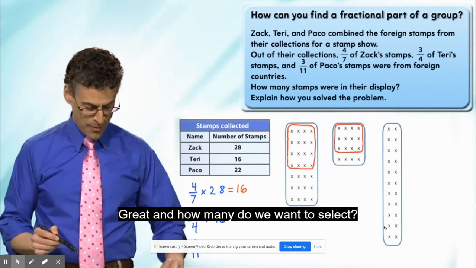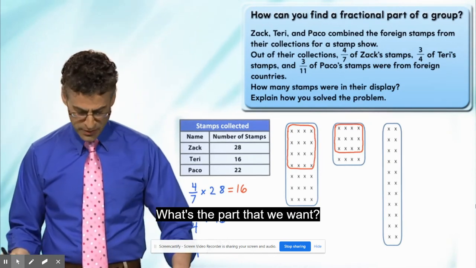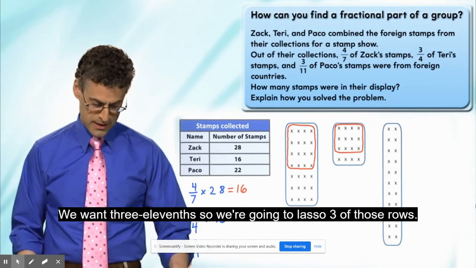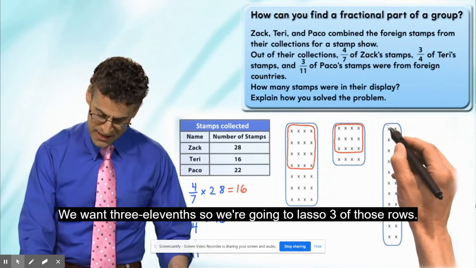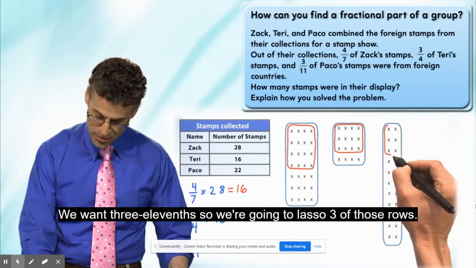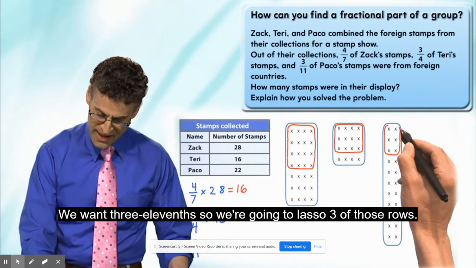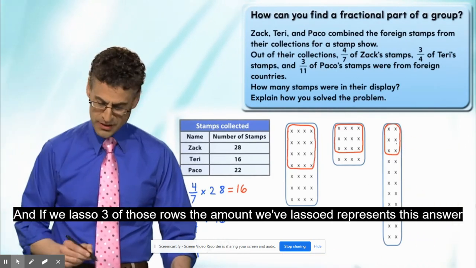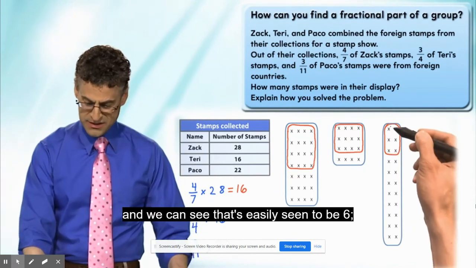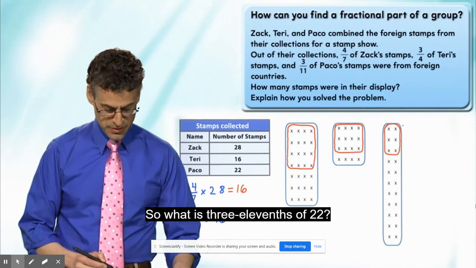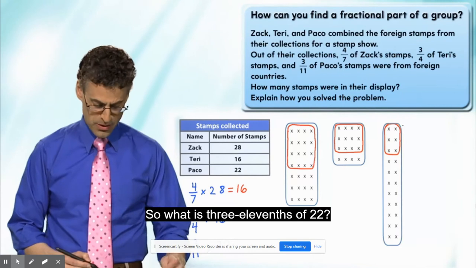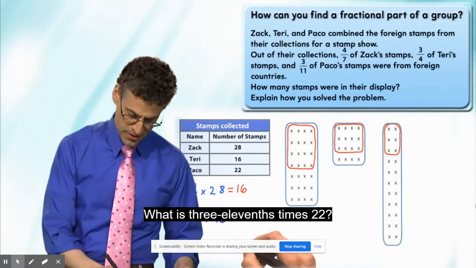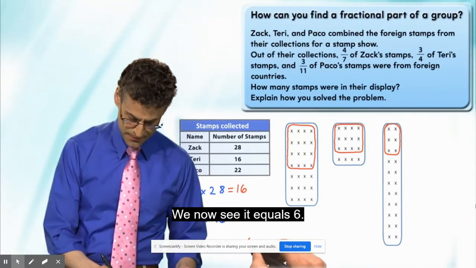Great. And how many do we want to select? What's the part that we want? We want 3 elevenths. So we're going to lasso 3 of those rows. And if we lasso 3 of those rows, the amount we've lassoed represents this answer. And we can see that's easily seen to be 6. 3 times 2. So what is 3/11ths of 22? What is 3/11ths times 22? We now see it equals 6.